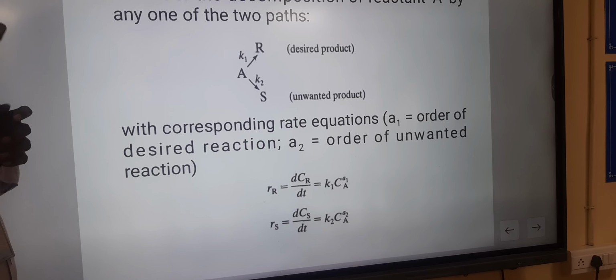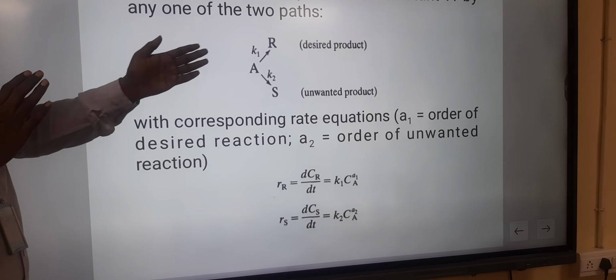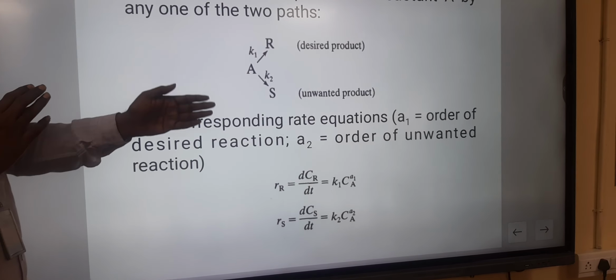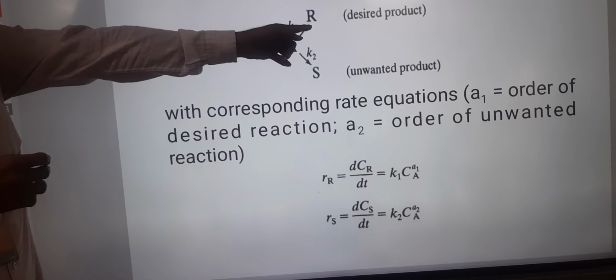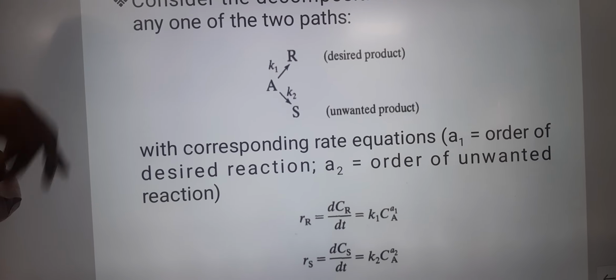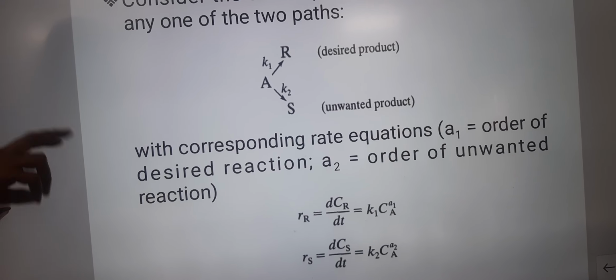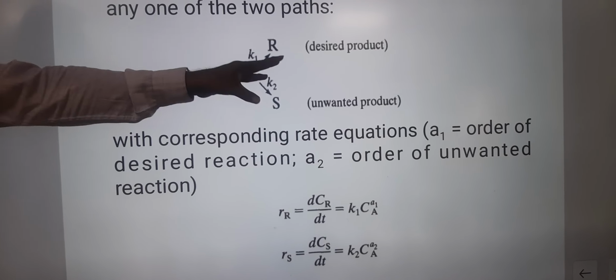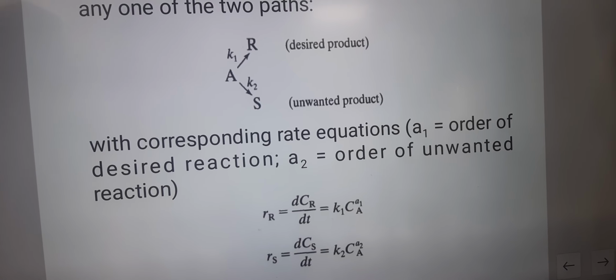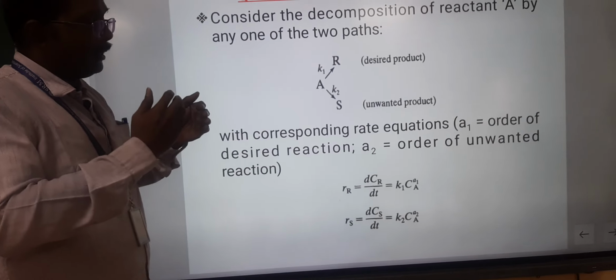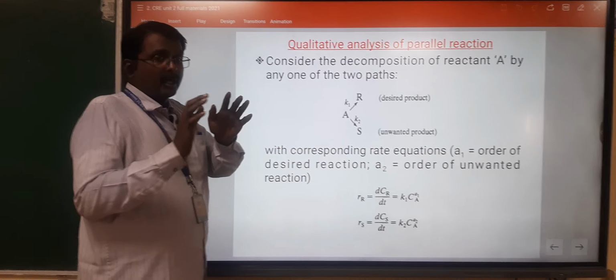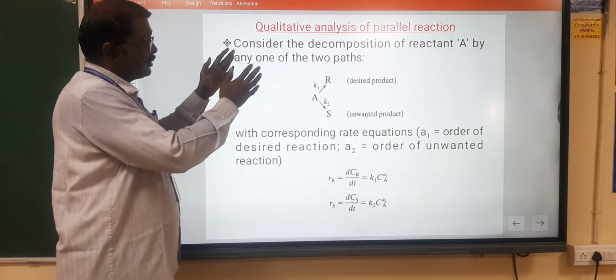So now we would like to see the condition, because we know that since we are getting multiple products here, we would like to focus only on one compound. R is my desired compound, S is the unwanted product, as you can see from the name itself. Now I want to maximize the amount of R in the final mixture. Your reaction mixture will have three components: product R, product S, and unreacted A will also be present. Now my objective is to maximize the amount of R in the final mixture. For that, what is the condition to be followed? What is the type of reactor we have to use? That we are going to understand from this discussion.